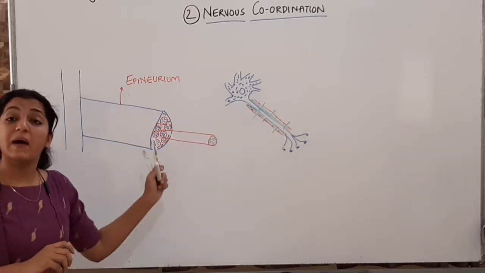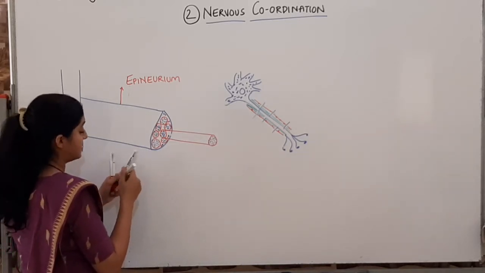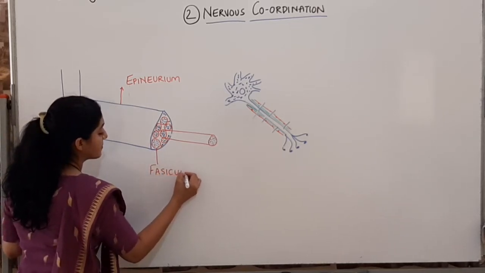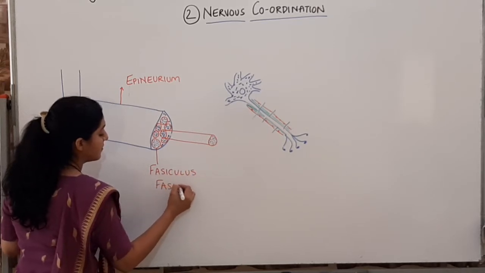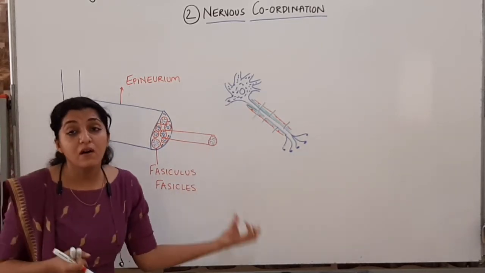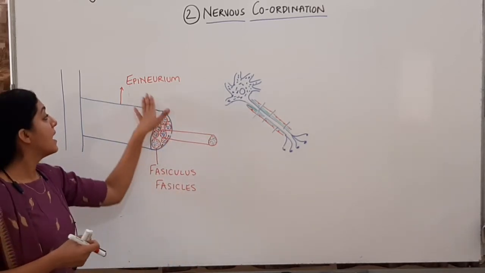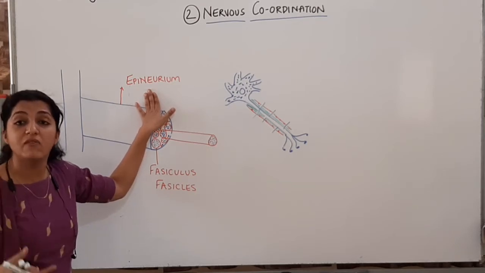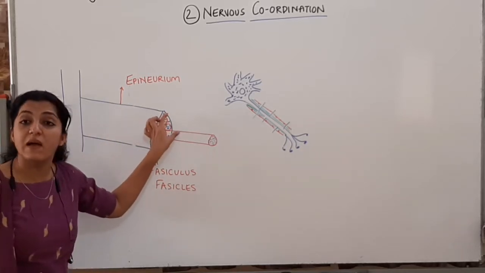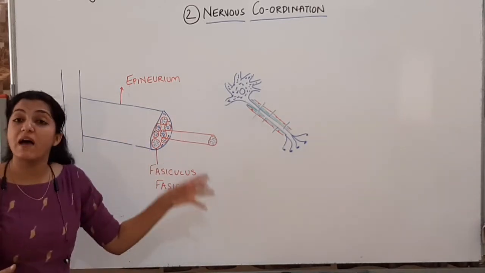See, and these bundles, like in muscle, these bundles are called fasciculus or fascicles. Fascicles are the bundles of nerve fibers which are present inside a big nerve. So you have to write these terms. Epineurium is the connective tissue sheath. It is the covering of the complete nerve. Then inside the nerve, you are going to have bundles of nerve fibers. So one bundle we call a fascicle. All these are fascicles which are going to have nerve fibers.